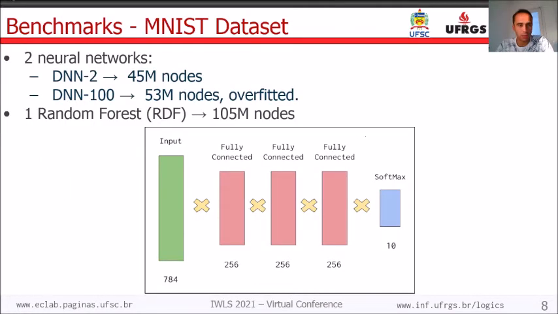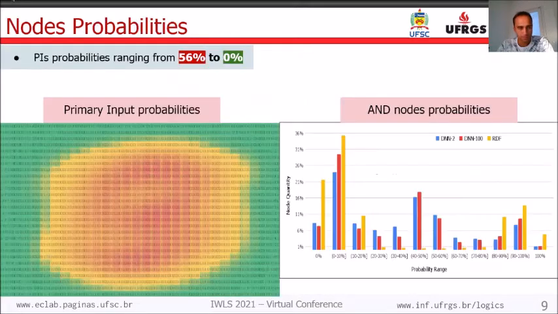We performed our experiments on the MNIST dataset composed of handwritten digits. We had available two neural network models, one trained with 2 epochs and the other with 100 epochs, namely DNN2 and DNN100. A random forest model was also used to experiment on our methods.